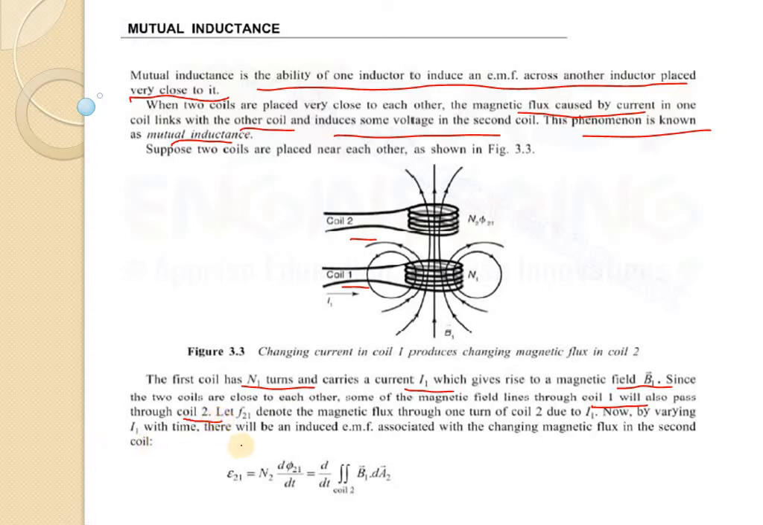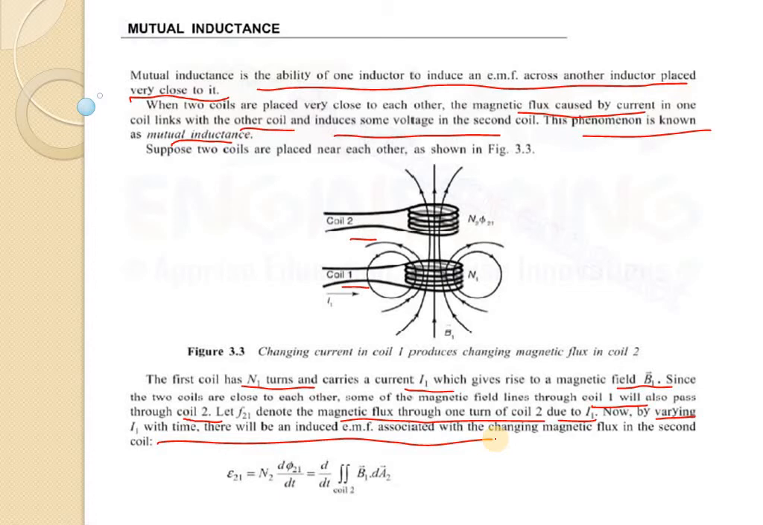Let phi 21 denote the magnetic flux through one turn of coil 2 due to the current I1 flowing in the first coil. Now by varying this I1 with time, there will be an induced EMF associated with the changing magnetic flux in the second coil.